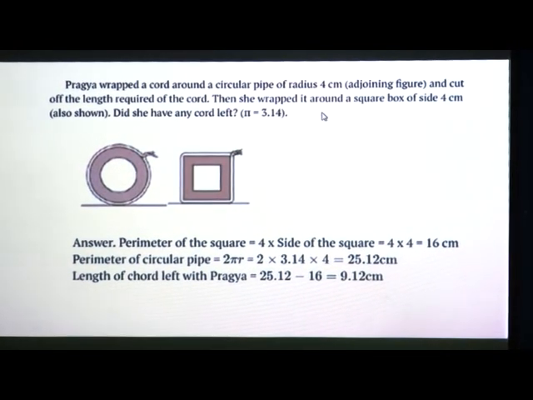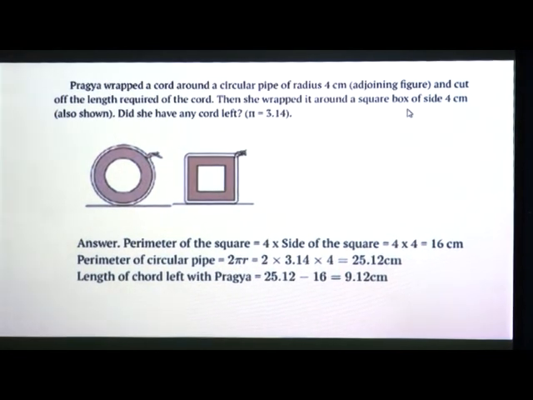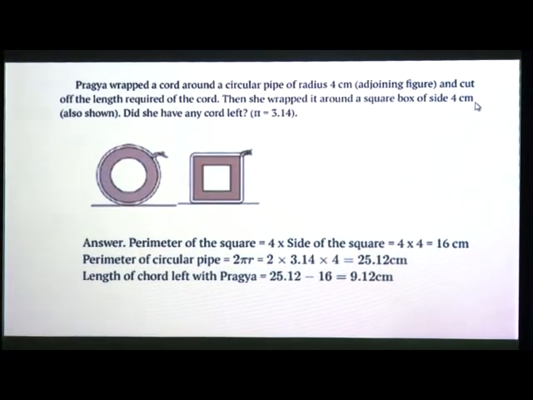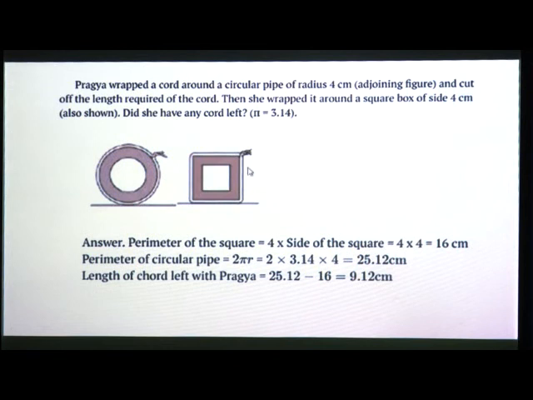Then she wrapped it around a square box of side 4 centimeter. After cutting, she wrapped it around the square box whose side is 4 centimeter. This is also shown in the figure. Did she have any cord left? After cutting the cord and wrapping, did she have any cord left? The value of pi is given to us as 3.14.